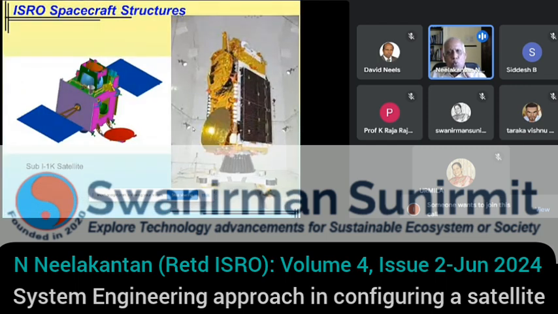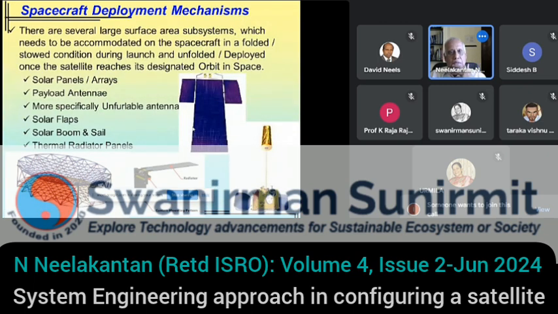This is a typical small satellite, and a very large satellite spacecraft structure which ISRO has made with all the solar panels, reflectors and the antennas, etc. And the spacecraft mechanisms: there are several large surfaces which are to be folded during launch and to be deployed once the satellite reaches on-orbit condition, and such deployment is possible through deployment mechanisms. The deployables are like the solar panels or payload antennas, unfurlable antennas, solar flaps, thermal radiator panels, etc.